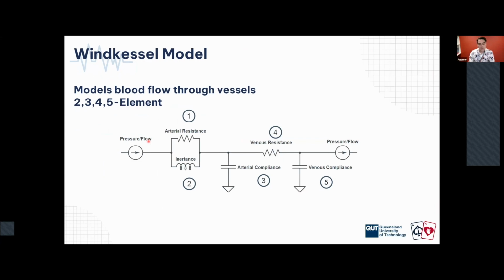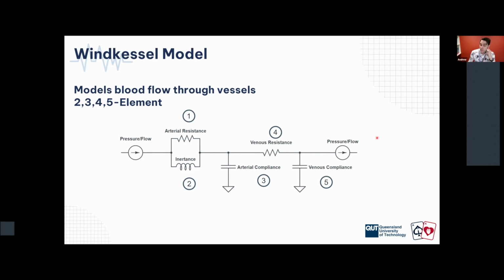So what's the Windkessel model? The Windkessel model is essentially a mathematical representation of blood pressure and flow through vasculature. So through the arterial system and then returning back through the venous system. If we look at the elements 1 and 3, we have arterial resistance and arterial compliance. So that is the resistance and compliance of all of the aorta, all of the capillary beds, and all of the sort of branching arteries that come off the aorta. And we'll talk about resistance and compliance in a minute.